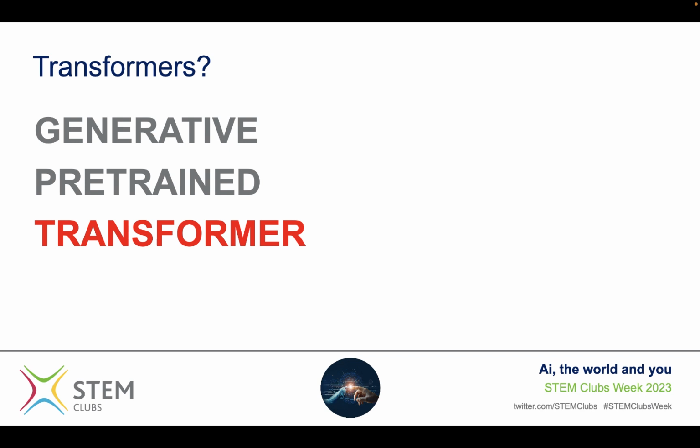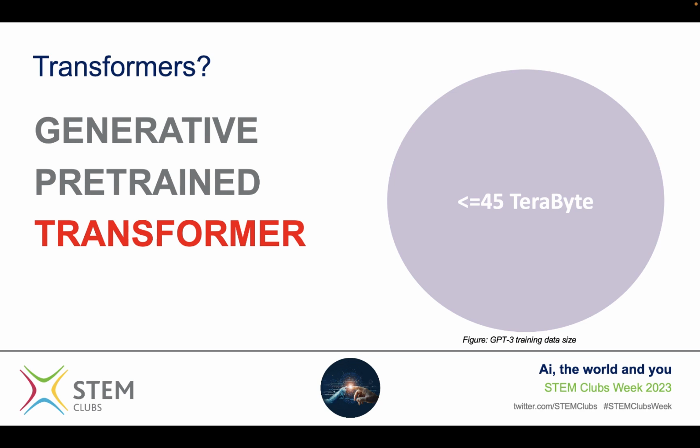So in this case here, GPT is also pre-trained on other data and then reused and fine-tuned on more specific data. And transformer here, of course, because it's a transformer model. GPT-3, for example, was trained on 45 terabytes of data. That gives you a rough estimate of how large those data sets are, and that's textual data. 45 terabytes of text is a lot of data.